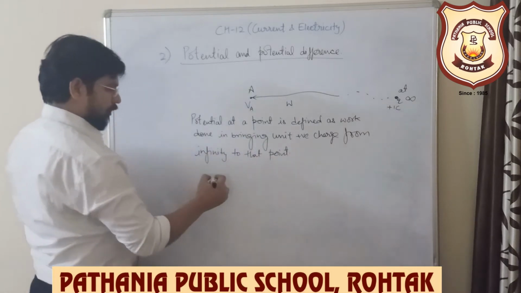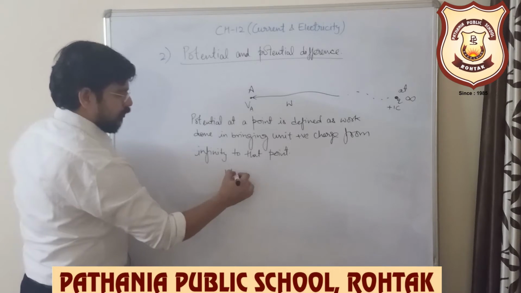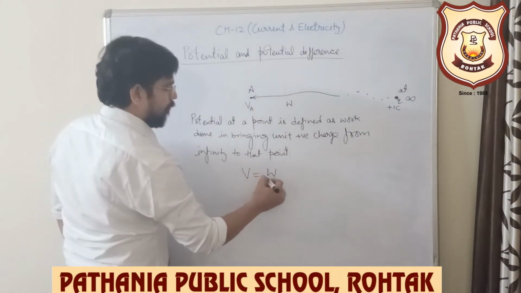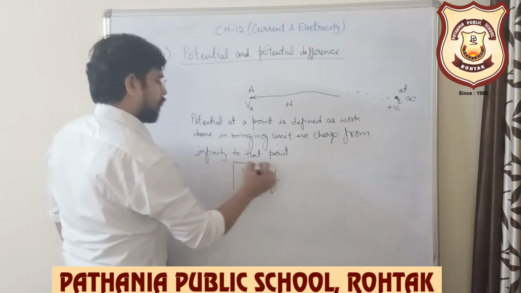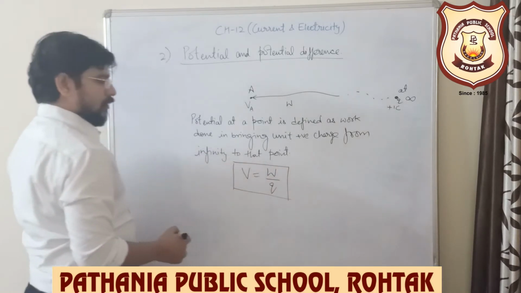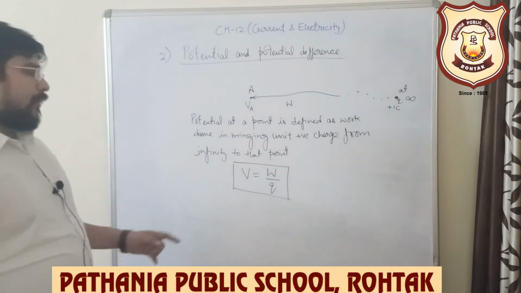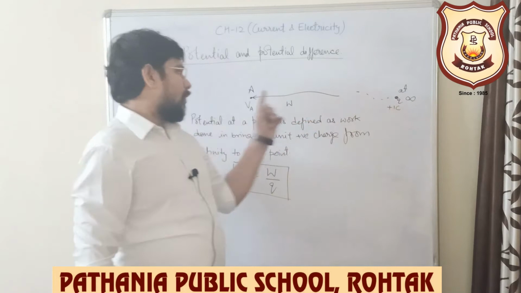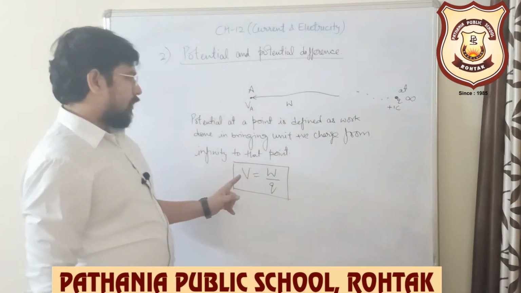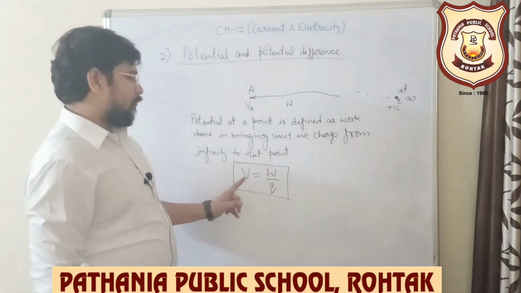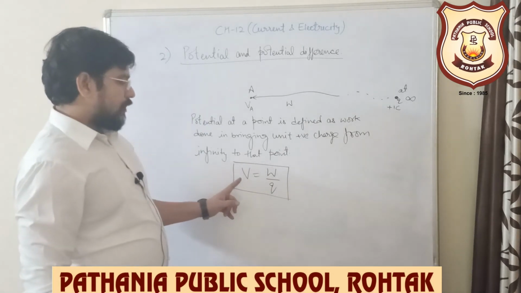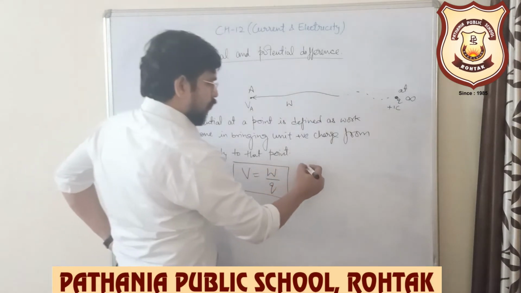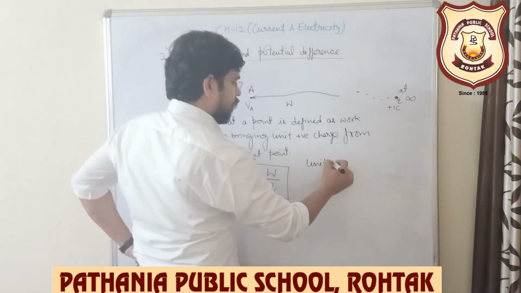So by this definition, potential V is defined as work done per unit charge. That is your formula for potential. If you are bringing Q charge from infinity to a point A whose potential is V, then the work you need to do is V into Q, or potential at that point is defined as work done per unit charge. The unit of potential is volt.